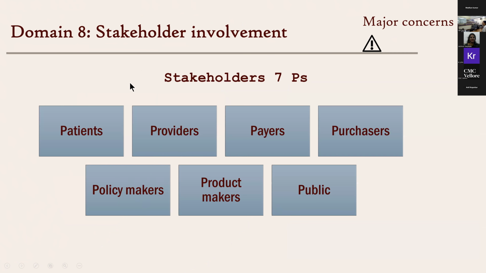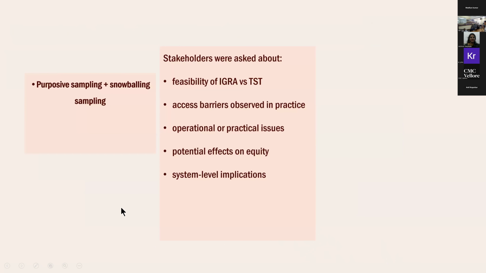Then comes the stakeholder involvement. WHO mentions there are 7 stakeholders that you need to look at. So you have patients, providers, payers, purchasers, policymakers, product makers, and the public. You should look at each person's perspective in a health technology assessment study. Now, they've done a purposive sampling. That means they've looked at people who are likely.